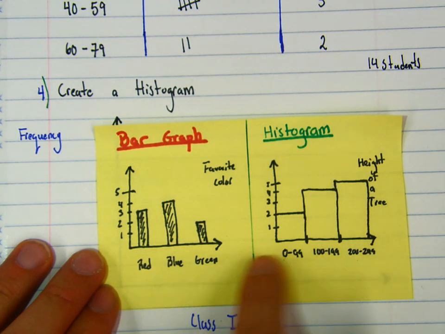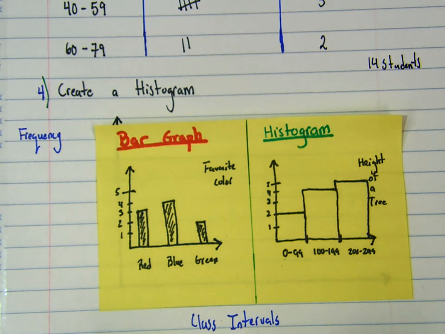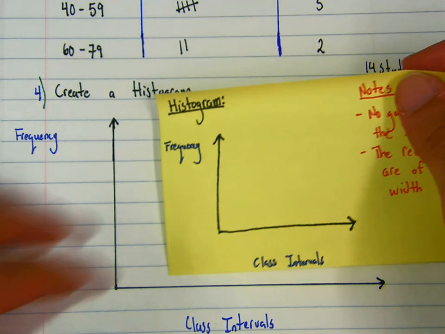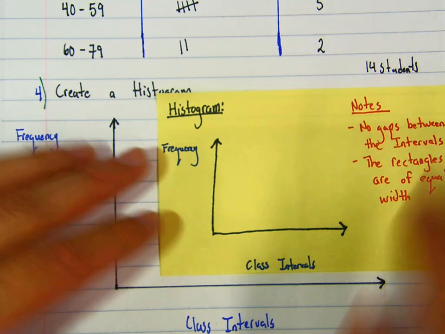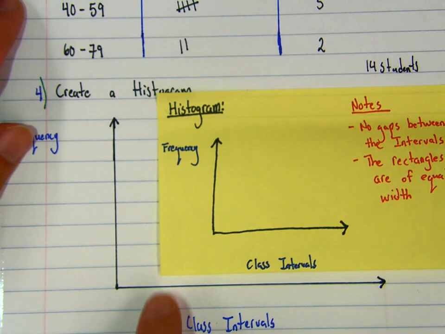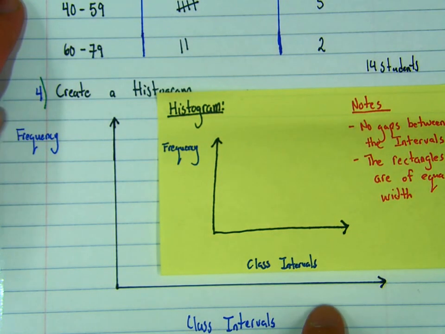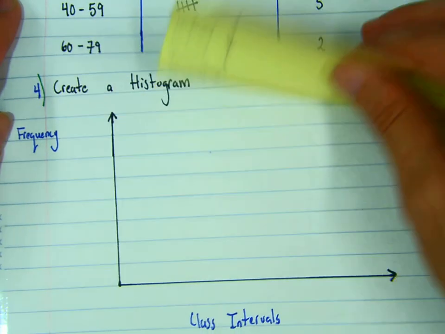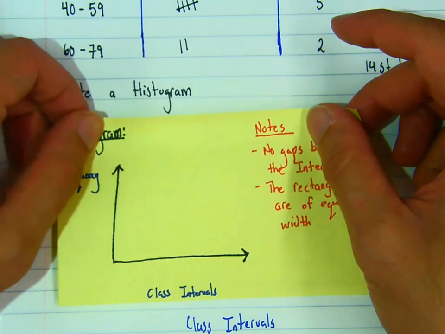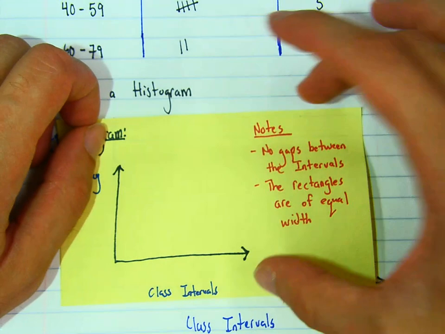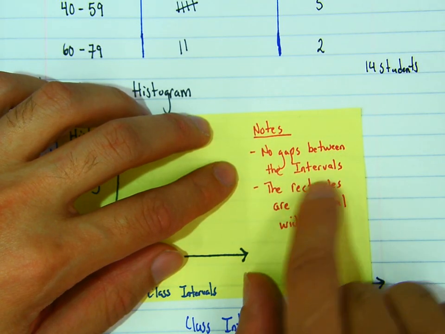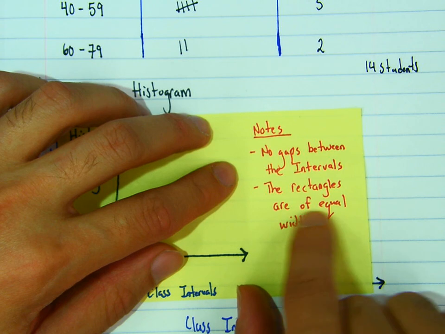And here, the rectangular, actually, oh, my bad. I should have given you this one, sorry. Here, within a histogram, we're going to show the class intervals over here and the frequency over here. And something to notice, and please have this in your notes: take a second, pause the video and write this in your notes. There are no gaps between the intervals, and the rectangles are of equal width.